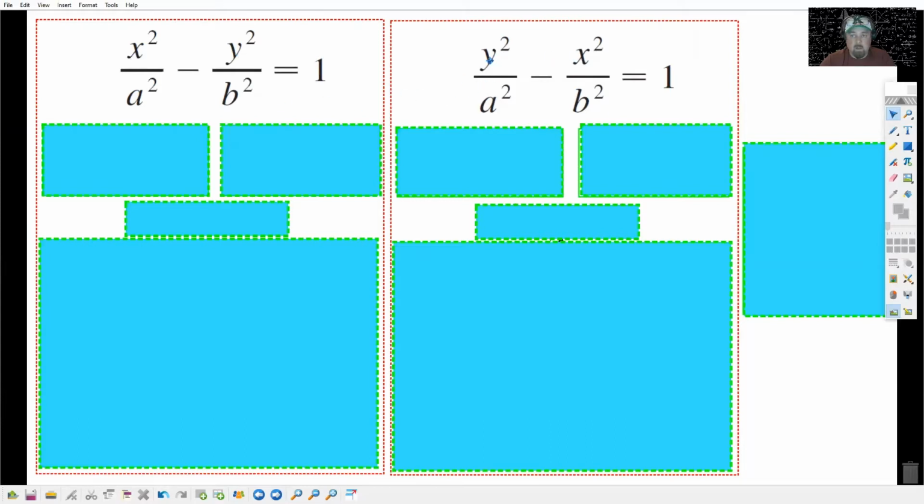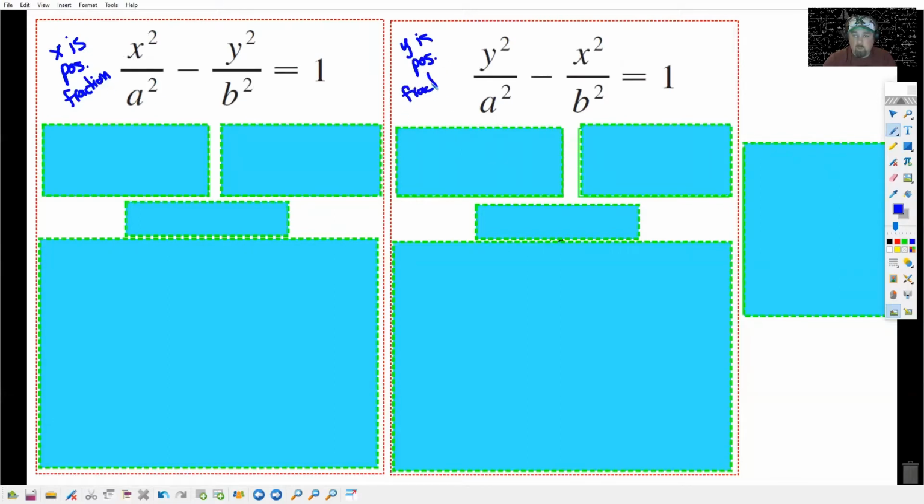Notice that the x squared and the y squared switch positions on the top, because in this first one over here, this is where our x squared is the positive fraction. So let's write that in here so we don't forget about it as we work through this. This one, the x, is the positive fraction. Over here, the one with the y is the positive fraction.